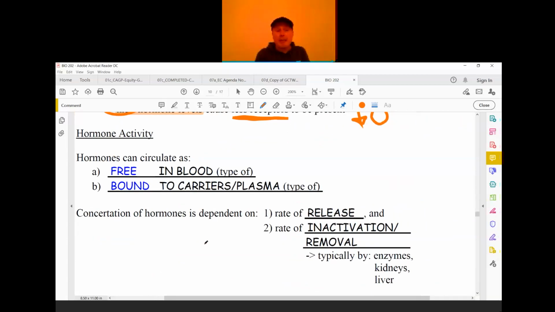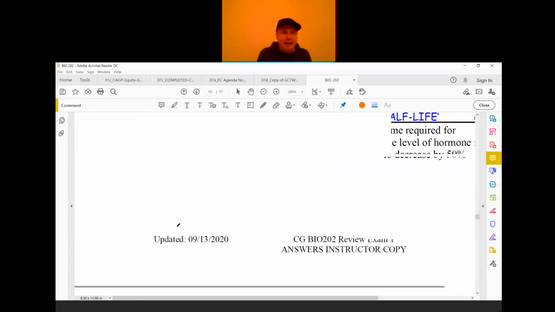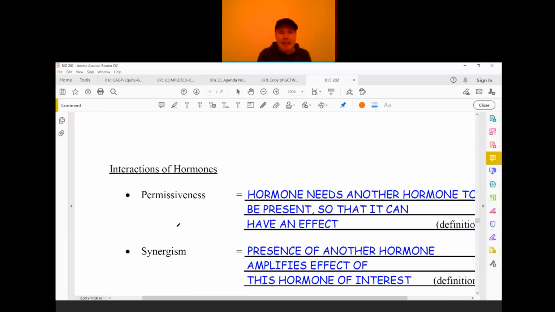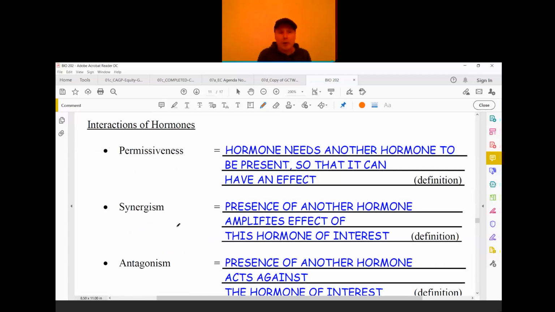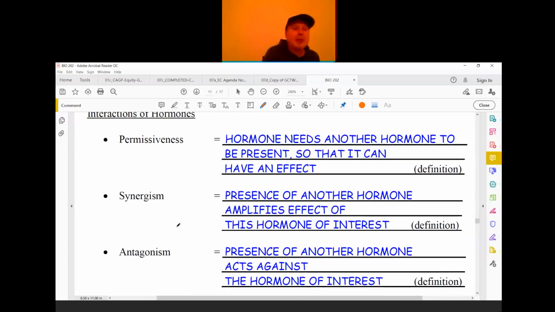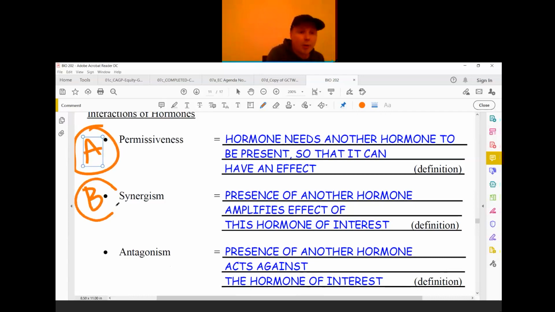Some hormones are free in the blood, some are bound, but really the concentration of the hormone depends on how much of it is released, how much of it is inactivated, and how much of it is removed. And there's many different places or locations where hormones get removed: by kidney, by liver, and by certain enzymes especially. And I think that the last thing about the endocrine system that I want to talk about are these three kinds of interactions that we see between different hormones.